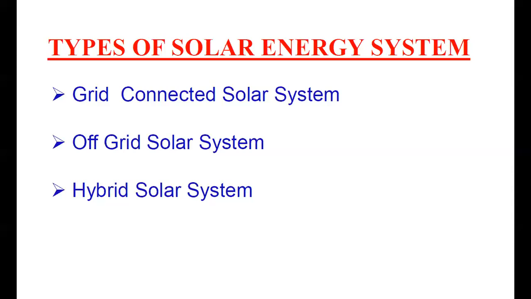So a home solar system is normally an off-grid solar system. It will consist of the solar panel, the charge controller, inverter system, the storage battery and the load. The hybrid solar system is a combination of a grid-connected and an off-grid solar system.